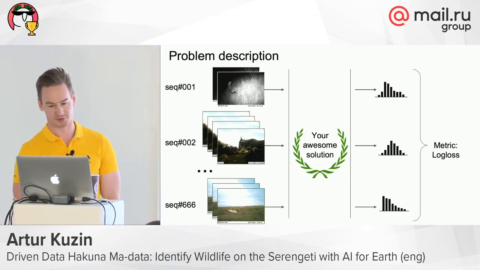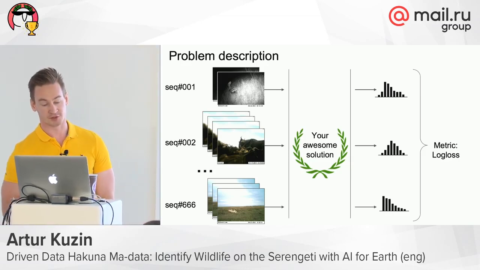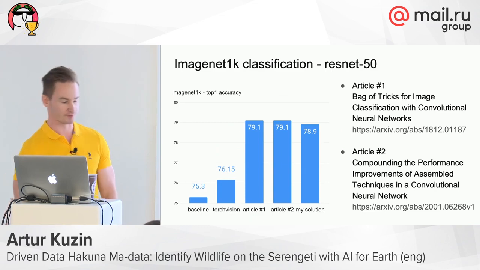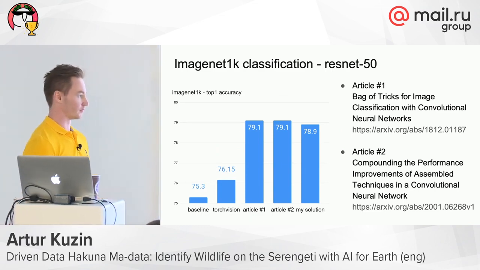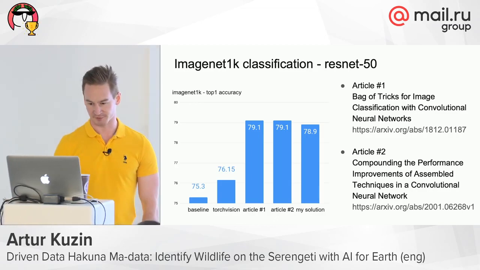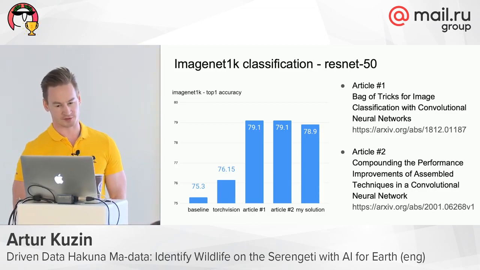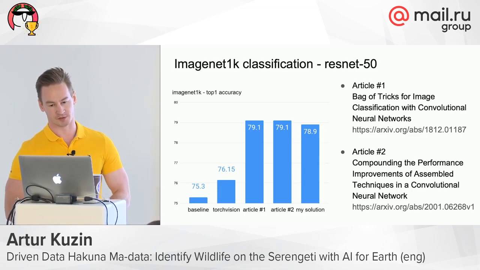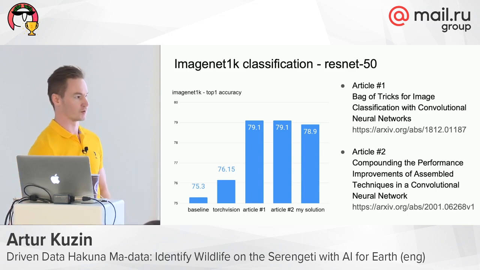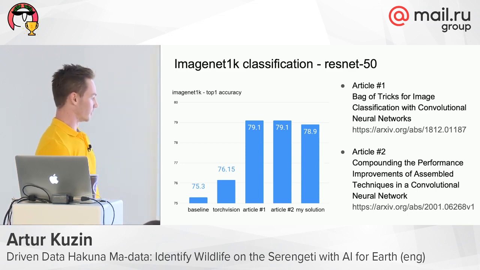My solution, to be honest, was quite boring. So I decided to share with you my experience with training ImageNet from scratch. I think it's very important because, for example, if you take a default model like ResNet 50 from TorchVision, you'll get top 1 accuracy of about 76%.